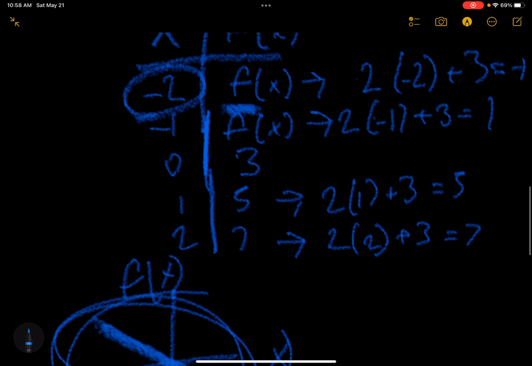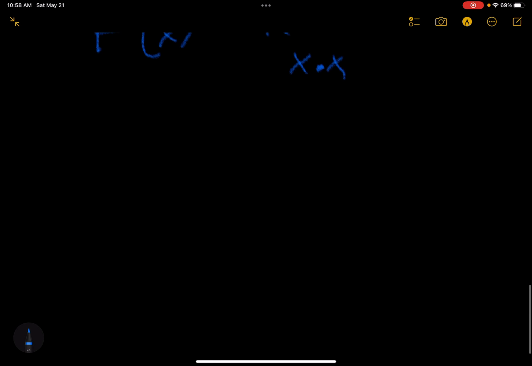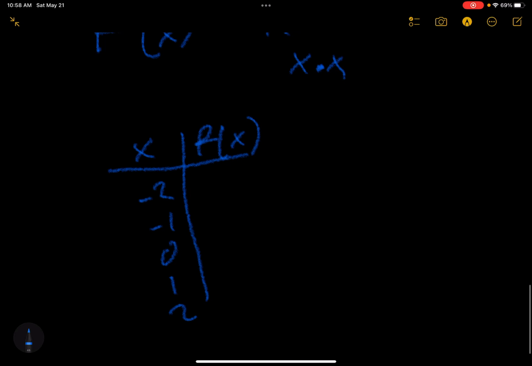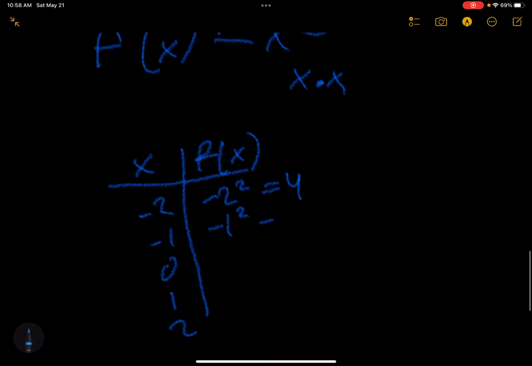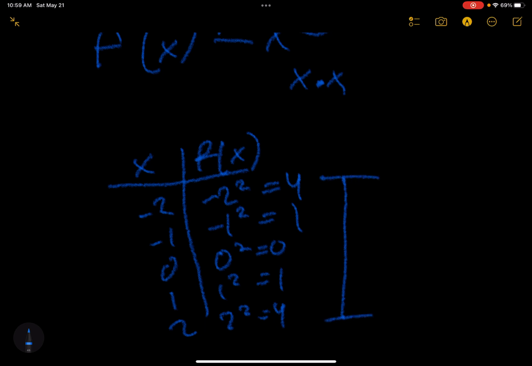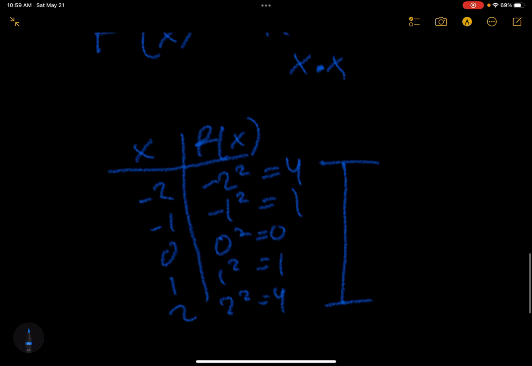So let's do the same thing here. Let's put x as -2, -1, 0, 1, 2. Let's make our function. We plug it in. -2 squared equals 4. -1 squared equals 1. 0 squared equals 0. 1 squared equals 1. 2 squared equals 4. Now if you notice, you can see the relationship: 4, 1, 0, 1, 4.